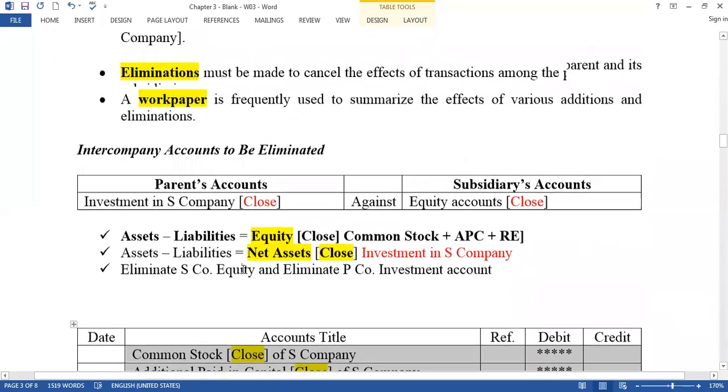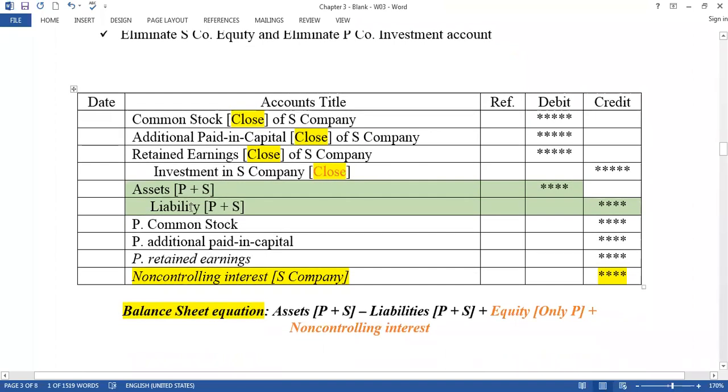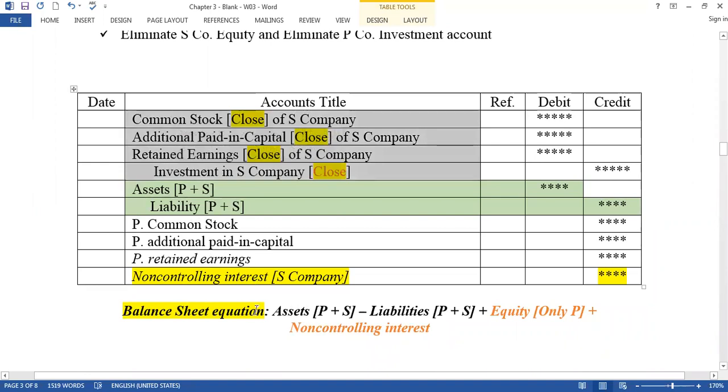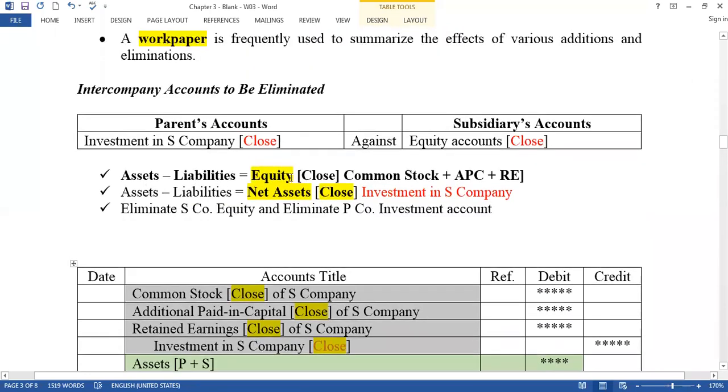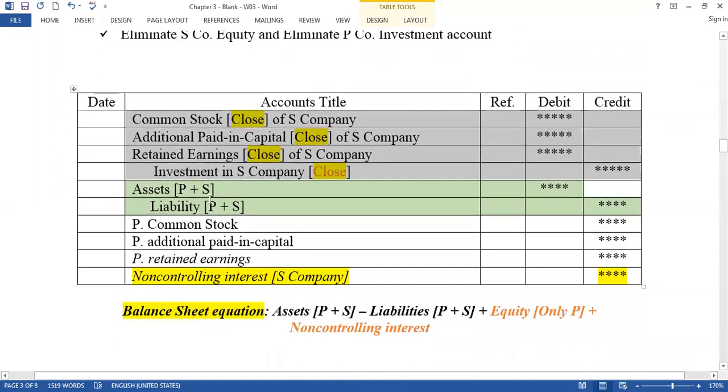What are we going to keep? I told you that we are going to keep assets and the liabilities for both companies. So after closing this, we will have assets, parent company and subsidiary company. We will have liabilities, parent company and subsidiary company. As we already record asset and liability, we don't need to record net asset and equity because asset minus liability is equity, or asset minus liability equals net asset. So we close net asset and we close equity, and we only keep assets and liabilities.